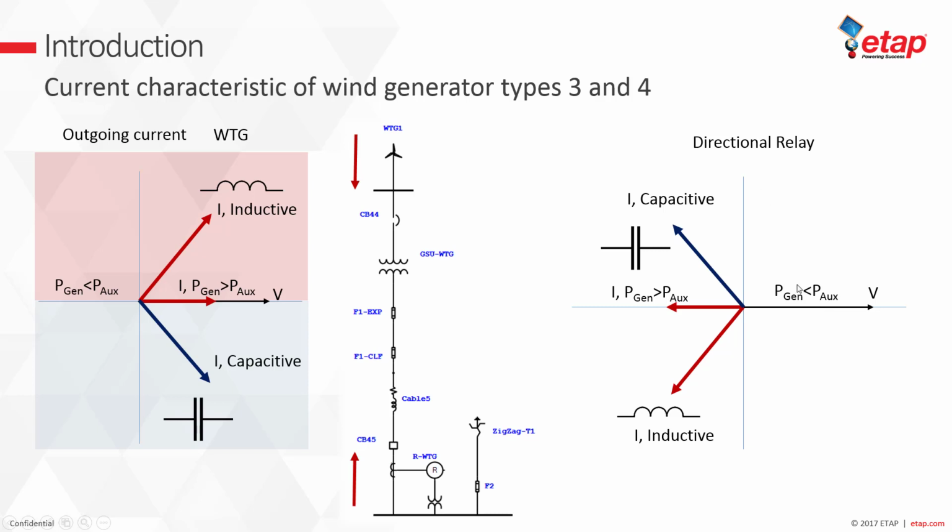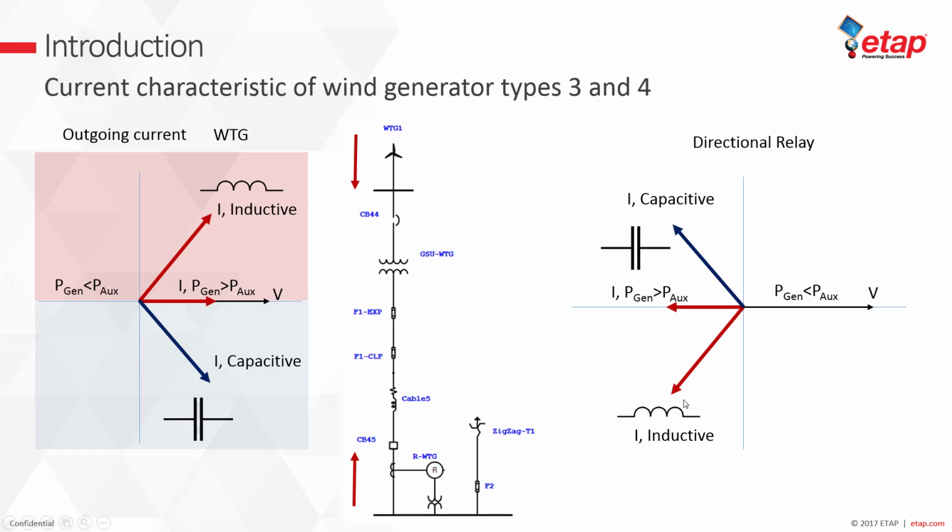Again, from the directional perspective, we are mirroring everything towards the origin. So in this case, the right hand side would be the power generation less than the auxiliary power, and the left hand side would be the power generation greater than the auxiliary power. And the second quadrant would be capacitive, because here it was the fourth quadrant. Again, we are reversing everything towards the origin because the current got reversed. And the third quadrant becomes inductive.